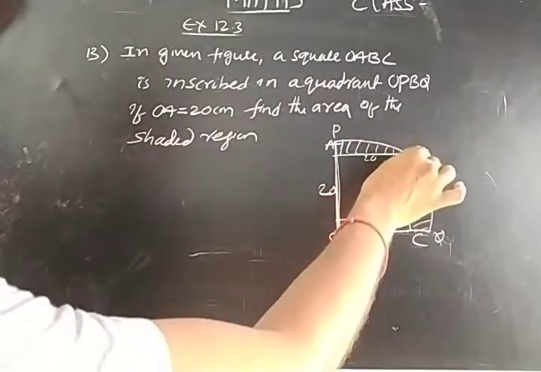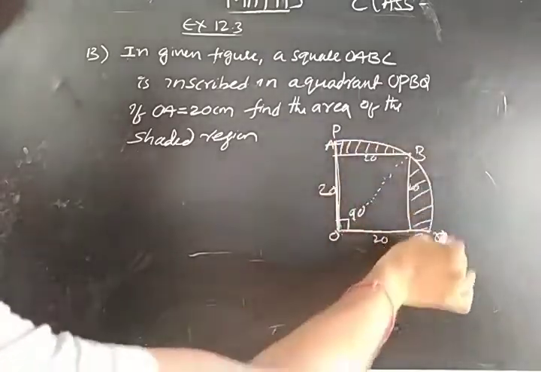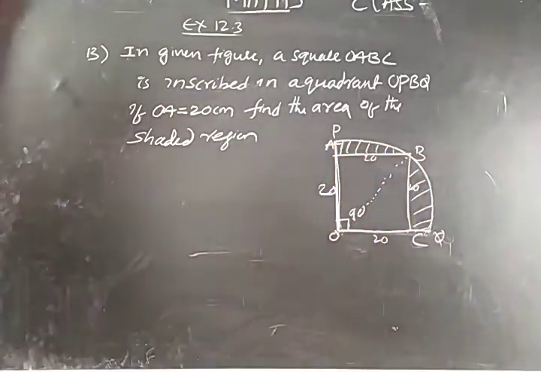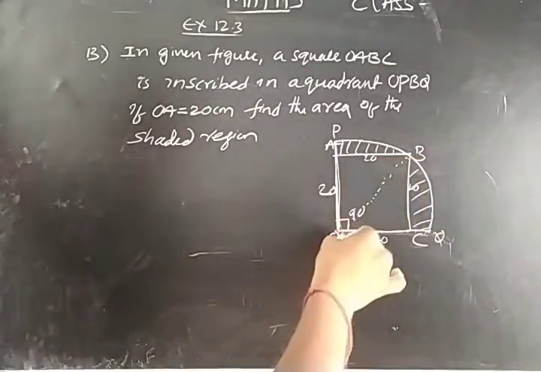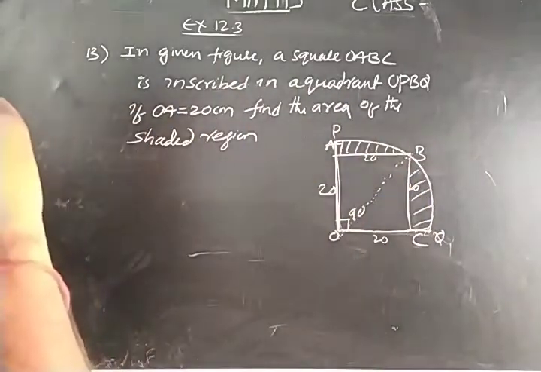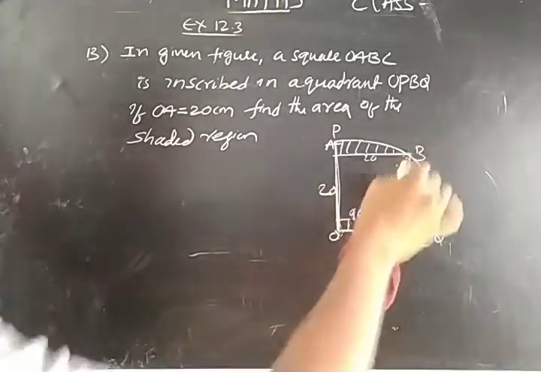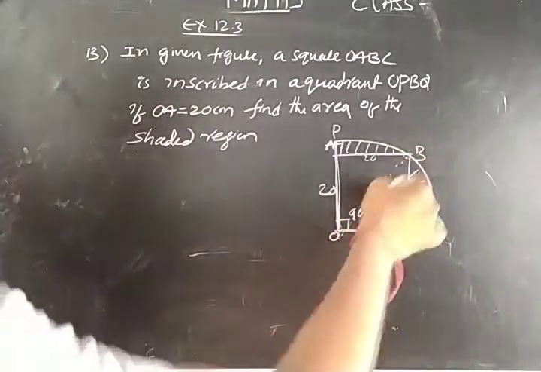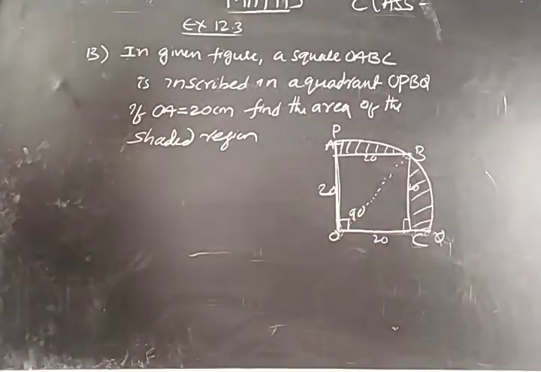So I am joining O and B. Here OB will be the radius of the quadrant. Now if I find OB, you will get the radius. After getting the radius, using theta and radius, we can find the sector area. So by joining OB, you will get a right angle triangle here. This is the hypotenuse, this is opposite, this is adjacent. We can find the hypotenuse, right?